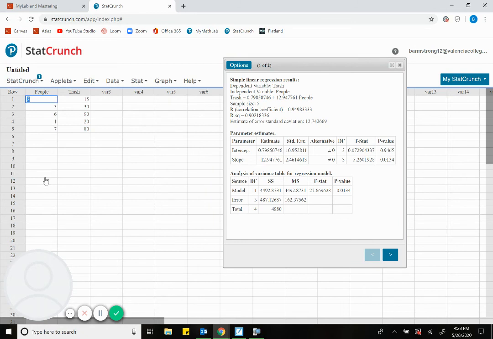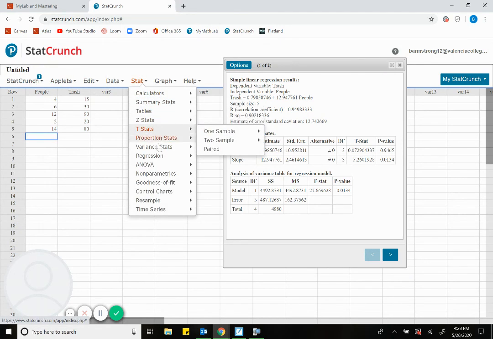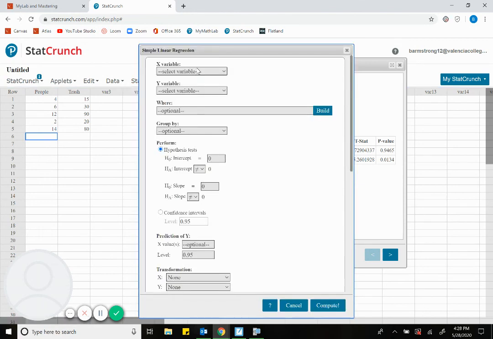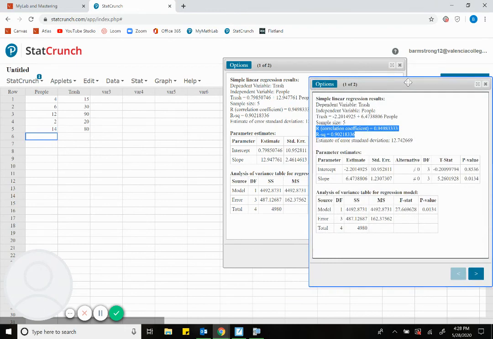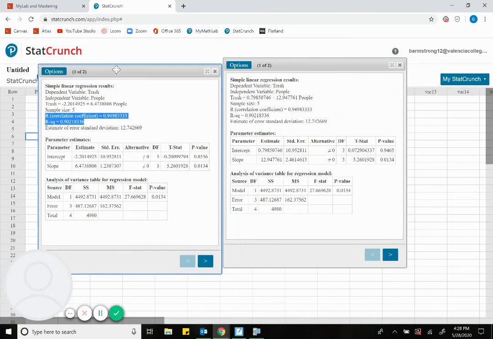So if I go in here, this is the original information. So let's go over here, and there are twice as many people. So that's 4, 6, 12, 2, 14. Let's run stats on this. Stat, regression, simple linear, X is people, Y is trash. Compute. Same information again. It did not change the correlation or the R squared that you saw before.